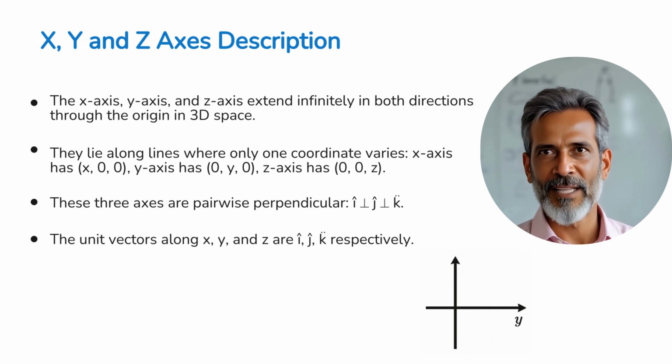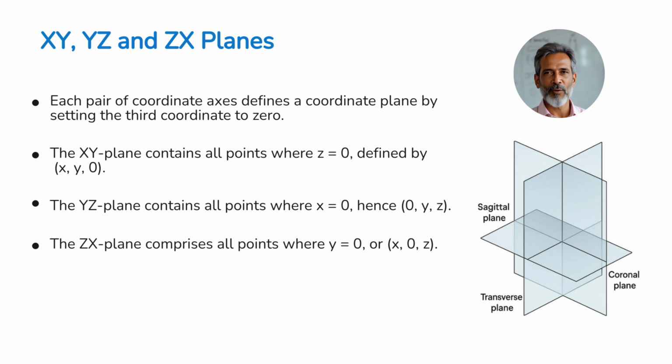Excellent, beta, you're getting the hang of this. Now that we know about the axes, let's talk about the planes formed between these axes. Imagine a flat surface stretching infinitely in two directions. Each pair of coordinate axes defines such a plane by fixing the third coordinate to 0. For example, the xy plane is where the z coordinate is 0. So every point here has coordinates x, y, 0. This plane stretches left, right, and forward, backward, but has no height.